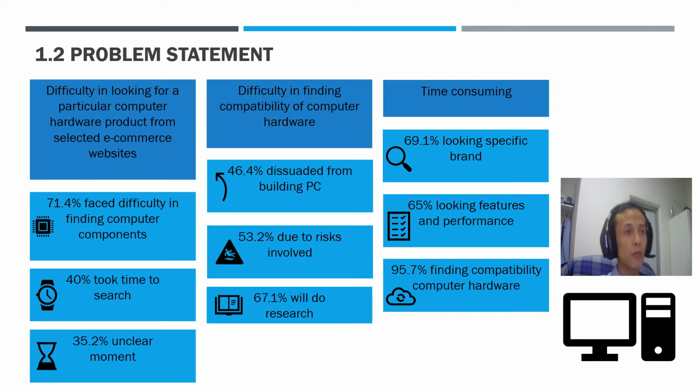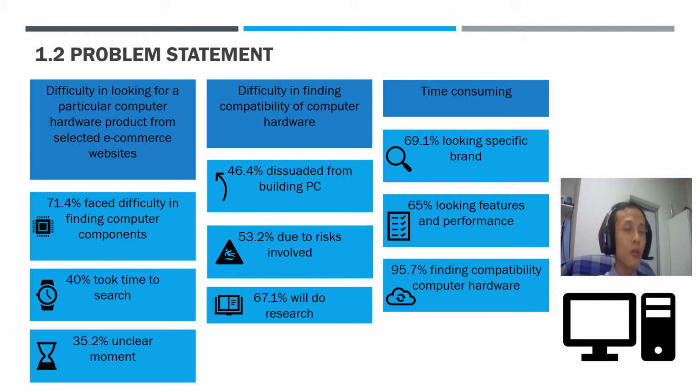The second problem is difficulty in finding compatibility of computer hardware. So 46.4% of respondents have been dissuaded from building a PC. Why? This is because of the risk involved. And why is finding compatibility a difficulty? Because 67.1% of respondents say that they need to do research, which takes their time.